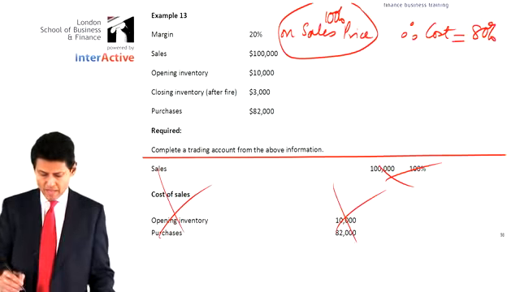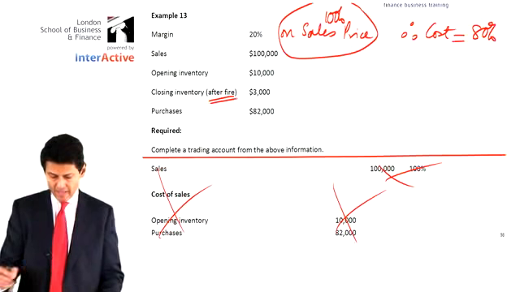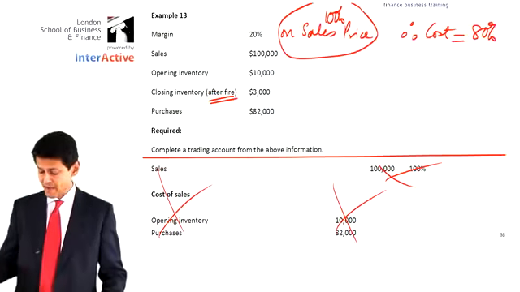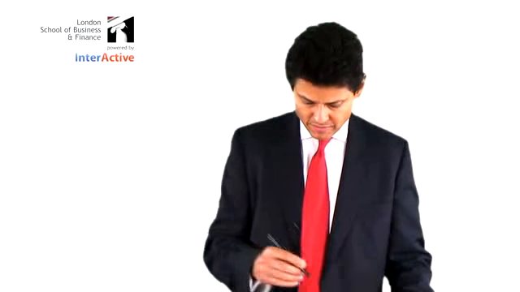The sales is 100,000. The opening inventory is said to be 10,000. The closing inventory after the fire is 3,000. And purchases are said to be 82,000. Complete a trading account from the above figures, says the question. Quite a tough one, so I thought I might do it from scratch, just to show you that these things aren't too bad after all.